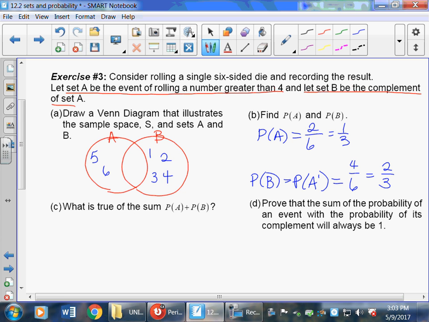So what is true about the sum of the probability of A plus the probability of B? The probability of an event occurring plus the probability of its complement occurring will always equal 1.